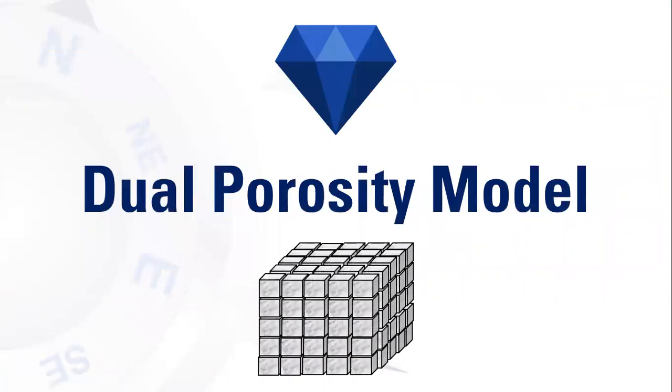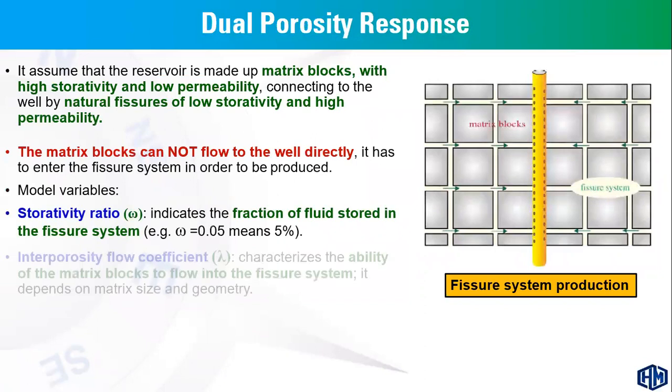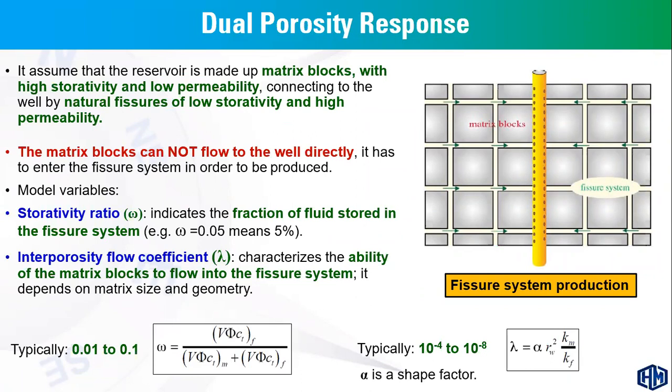For the dual porosity models, as you can see, the reservoir has two components. The first one is the matrix blocks with high storativity and low permeability, and the natural fractures, which typically have low storativity and high permeability or high transmissibility. To understand the pressure response in this model, the flow will be from the matrix blocks to the fractures, and from the fractures to the well, which means we have no direct flow from matrix blocks to the well. So the controlling parameters in this model are omega, which is the storativity ratio, and lambda, which is the interporosity flow coefficient.